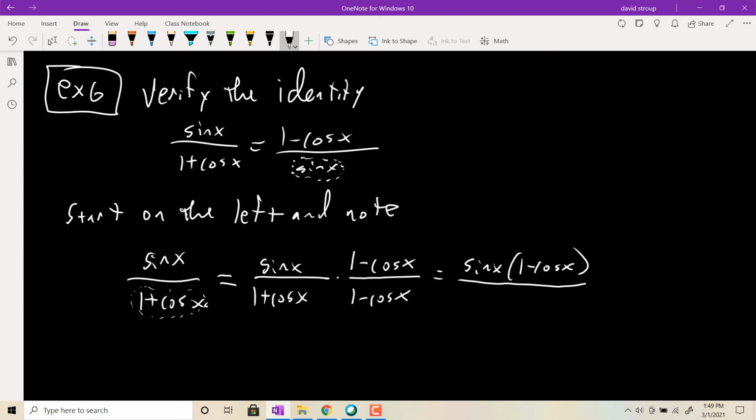But in the bottom, what do you have? If you FOIL it, 1 times 1 is 1. Then you'll have plus the outer, so minus cosine x, the inner plus cosine x, those cancel. And then the last cosine times negative cosine is negative cosine squared x. So what? Well, 1 minus cosine squared x, if you've forgotten, is sine squared.